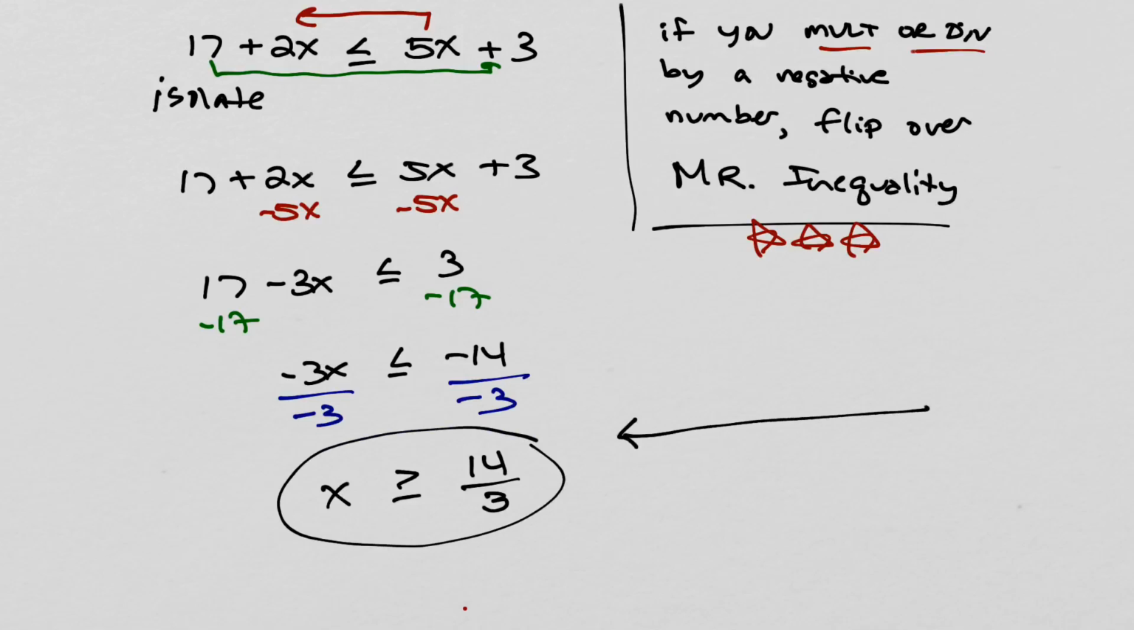The graph of the solution will look like this. There's 14 thirds. I can use 14 thirds and everything bigger. So that's my graph of the solution. The interval starts at 14 over 3 and goes to infinity. The infinity is open, and since I can use 14 over 3, that's going to be closed. Okay, let's give another one a shot here.